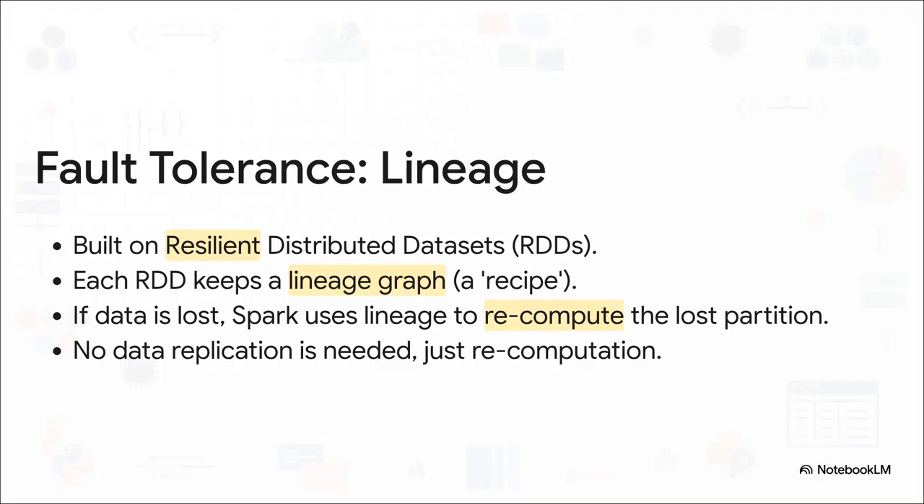The magic word you have to use is lineage. Explain it like this. Spark doesn't waste time and space copying data all over the cluster just in case something fails. Instead, it keeps a recipe, and that recipe is the lineage. It's the exact set of instructions for how to create every piece of data. So if an executor dies and its data vanishes, no big deal. Spark just pulls out the recipe and recomputes the missing piece from scratch. It's so efficient and honestly pretty brilliant.